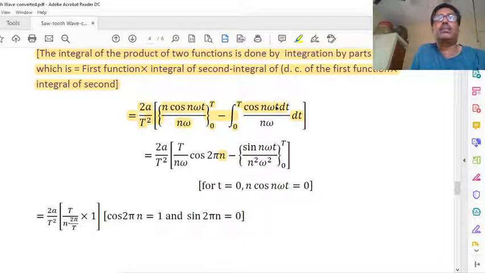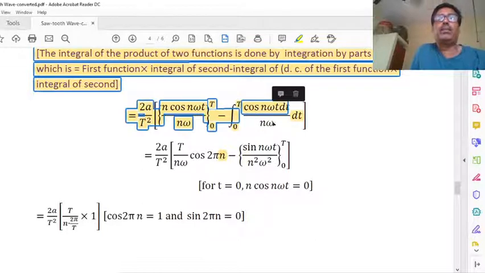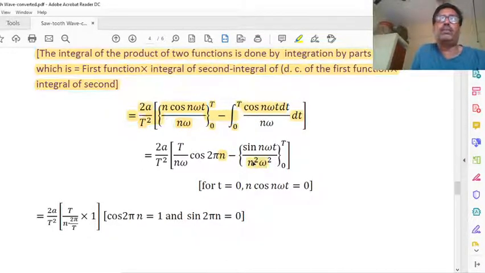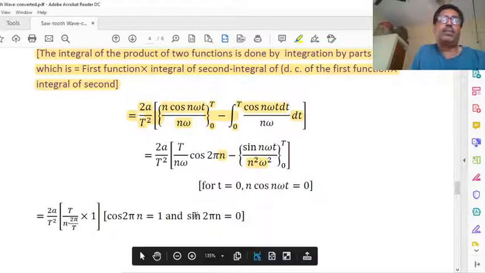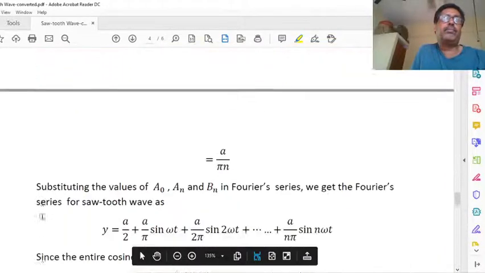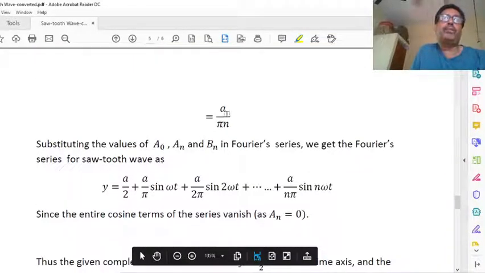After integration, this term n omega will come here, so it will be squared here. And for t is equal to 0, n cos n omega t is equal to 0. So this term is equal to 0. Now the term which is under integration, putting the limit, we get this one. After solving, bn is equal to a by pi n.